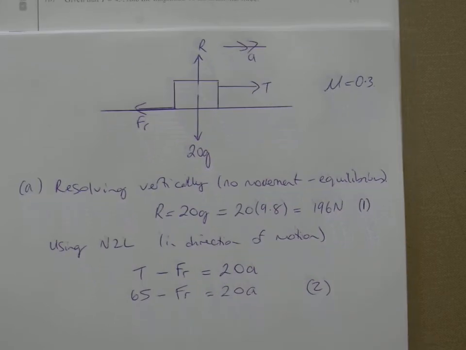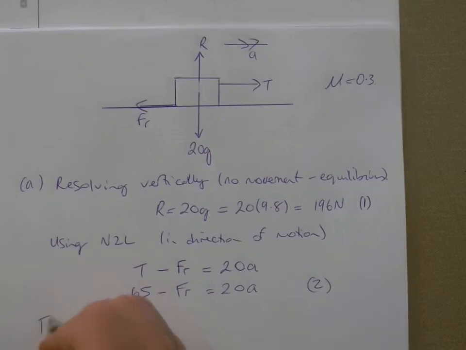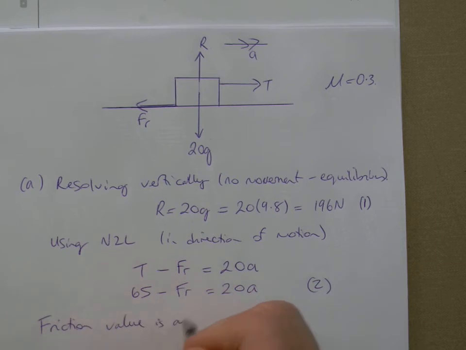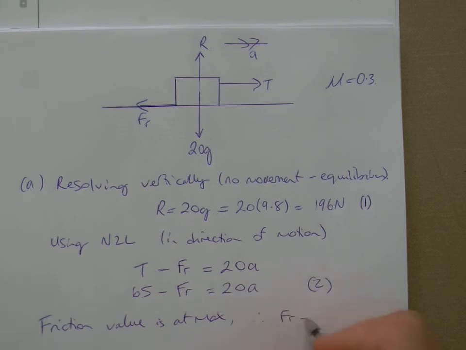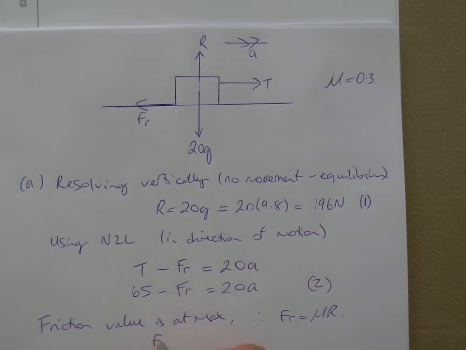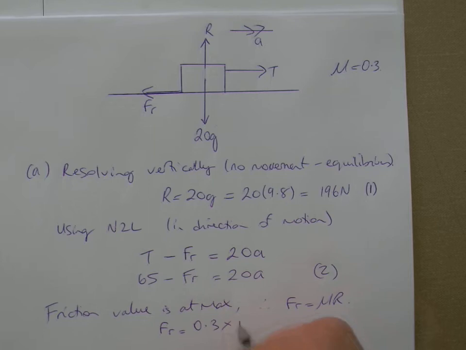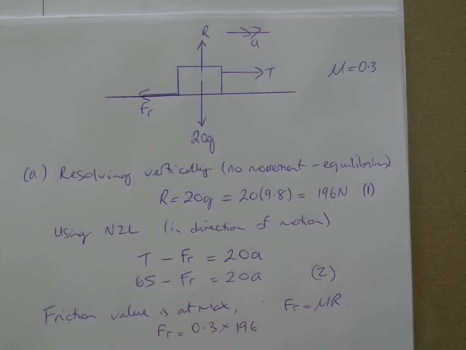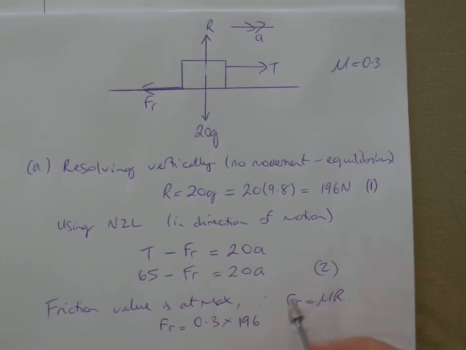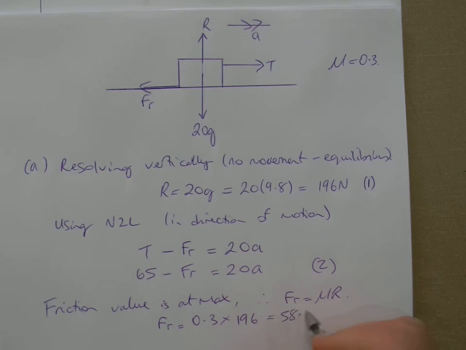If we then think about friction, friction will be at its max, because the object is moving. In other words, the friction can't be any more than what it is. So therefore, we can say friction is equal to mu R. So we've got friction to be 0.3 times reaction, which is 196. We've used the value from equation 1 there. That comes out to be 58.8 newtons.